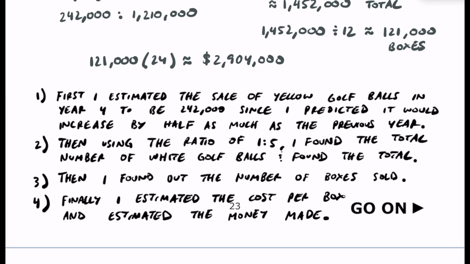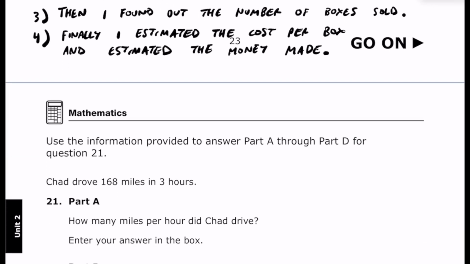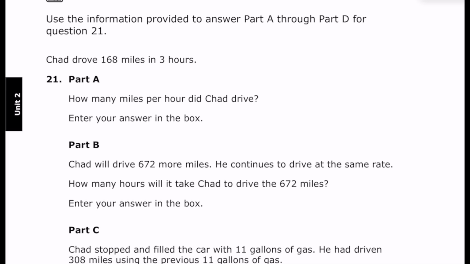Okay, let's go ahead and check out one more here, number 21. Let's see what's going on. In this question, we see that Chad is driving 168 miles in 3 hours. For part A, the question asks, how many miles per hour did Chad drive?